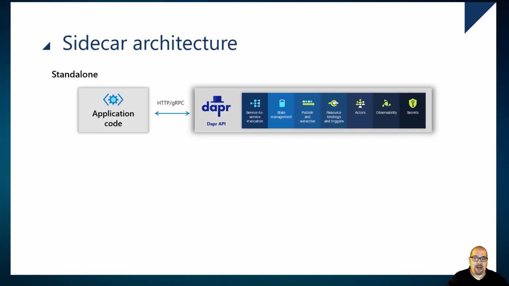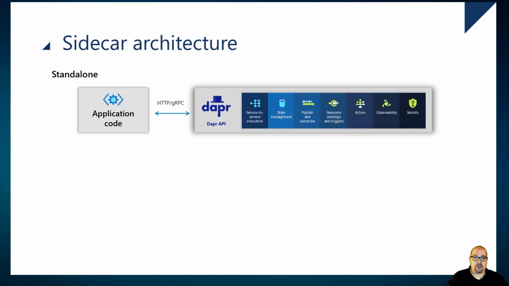If you look at how Dapr implements this, well, it uses the sidecar pattern. So basically when you run your application, Dapr will run a sidecar process next to your application. It's a completely separate process. And your application will call the Dapr sidecar over HTTP or gRPC and make use of the building blocks.